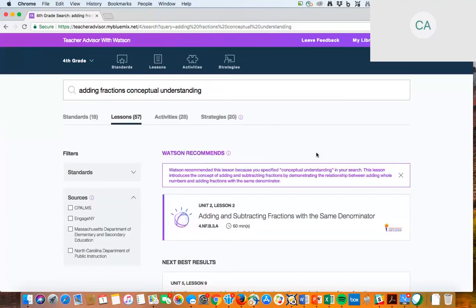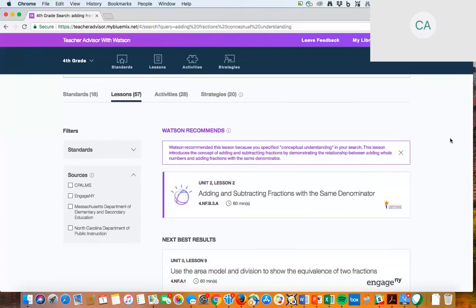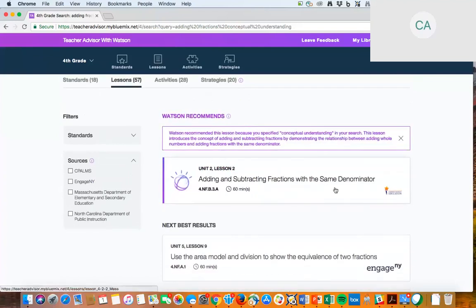And again, this is informed by the training that the tool has received from subject matter experts, former math coaches, and teachers. In this case, Watson's actually calling out why it recommended this particular lesson from the Massachusetts Department of Education on adding and subtracting fractions with the same denominator. It says, Watson recommended this lesson because you specified conceptual understanding in your search. This lesson introduces the concept of adding and subtracting fractions by demonstrating the relationship between adding whole numbers and adding fractions with the same denominator.